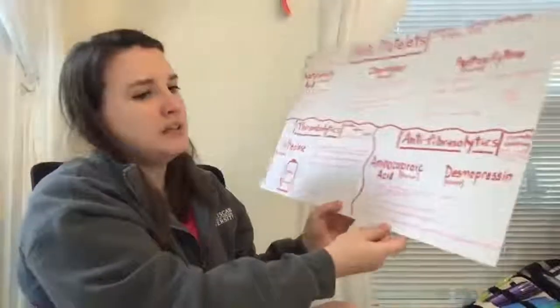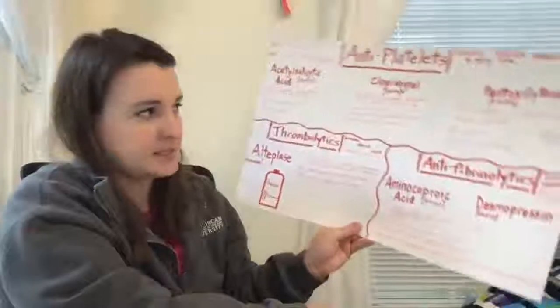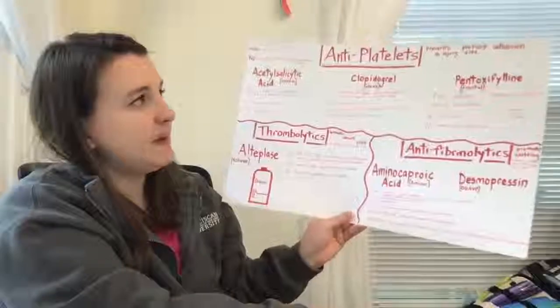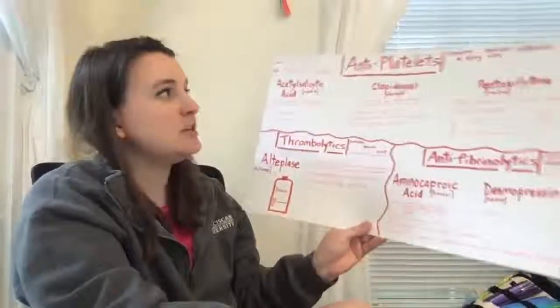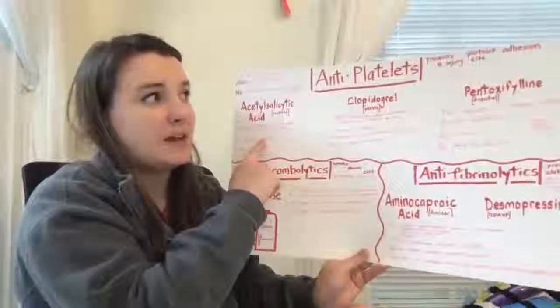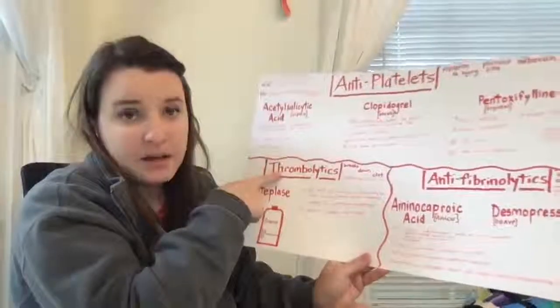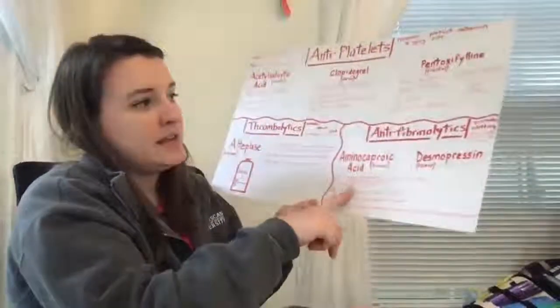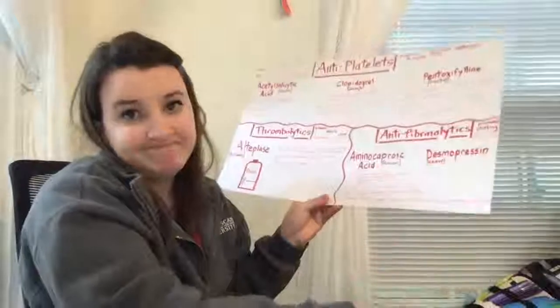So those are the three additional coagulation modifiers. Remember, we just talked about anticoagulants. And just remember, anticoagulants are preventing clot formation. Antiplatelets prevent platelet adhesion. Thrombolytics are breaking down the clot. Remember, this is like Drano. And then antifibrinolytics are promoting clotting. So there you go.